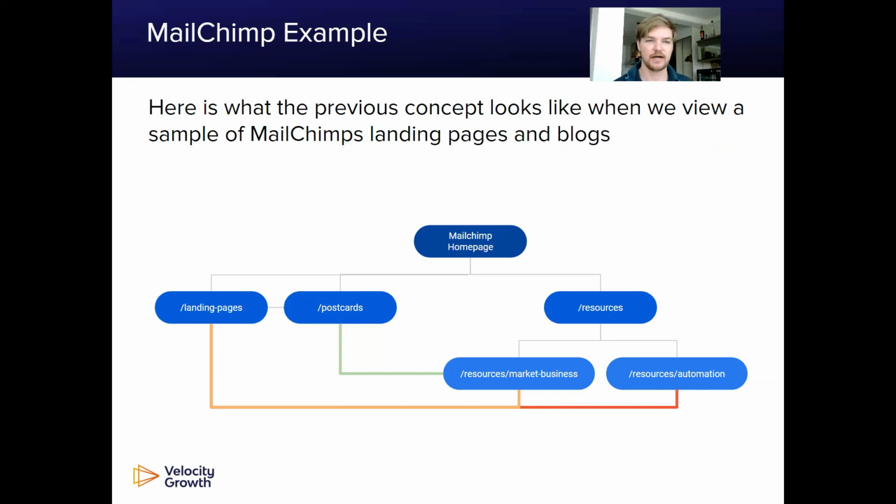So you can see that MailChimp's homepage has these two landing pages on the left. It has landing pages and postcards, right? And then you see on the right there, you have resources, and resources is technically their blog content, right? So under resources, we have two posts. We have how to market your business and marketing automation.